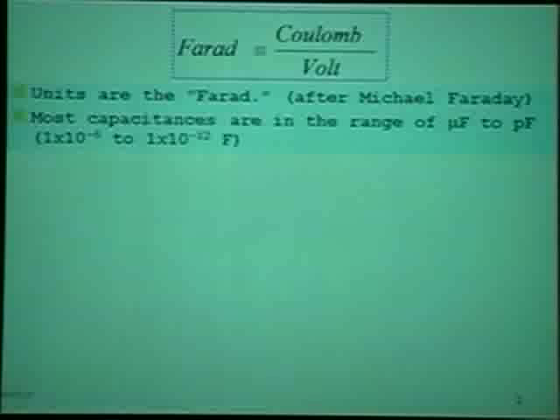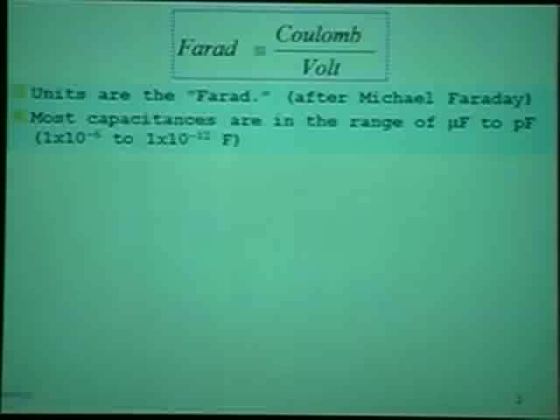Most capacitances are in the range of microfarads to picofarads, about 10 to the minus 6 to 10 to the minus 12. As we mentioned before, in a macroscopic sense, if you're trying to get a motor started, you might even get a capacitance up to about half a farad, because you need a lot of energy to get something macroscopic and mechanical like that going. But we're going to be dealing with circuits, and for our practical purposes, we're dealing with small capacitances, in the range of microfarads to picofarads.